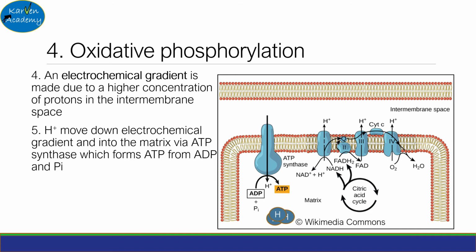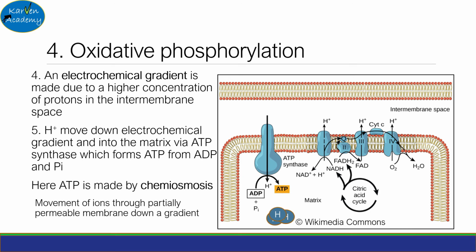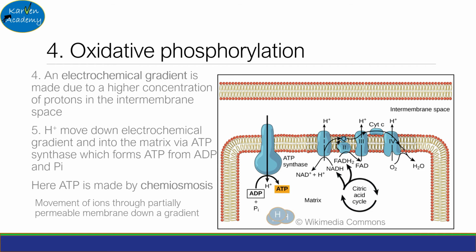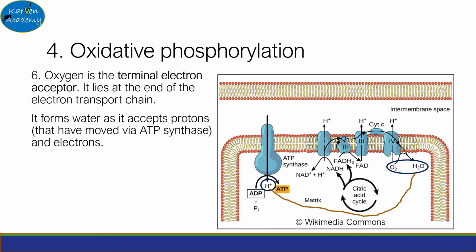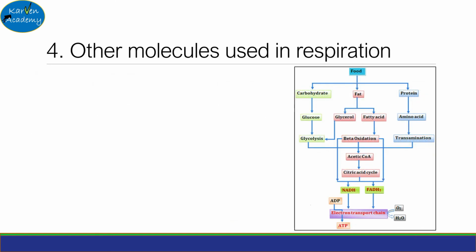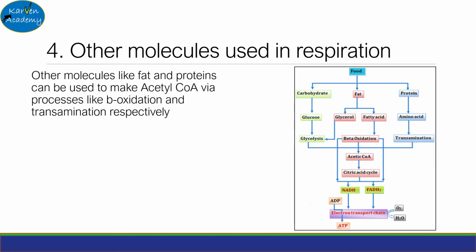This way of making ATP is known as chemiosmosis, which is defined as the movement of ions through a partially permeable membrane down a concentration gradient. Note the similarity of the definition to osmosis. Finally, once the ATP is made, the proton that moved through the ATP synthase oxidizes oxygen, which also gains the electron from the electron transport chain. Together, they form water.